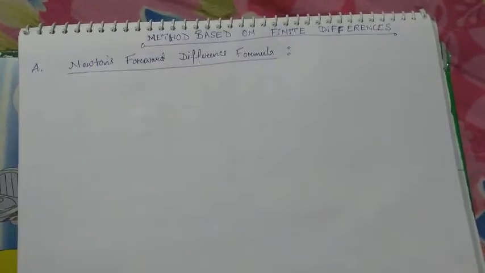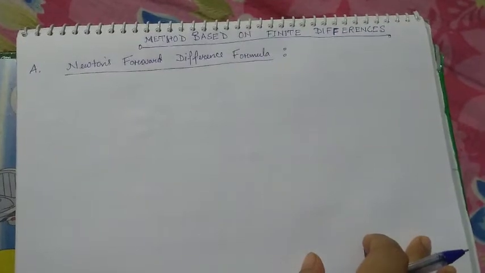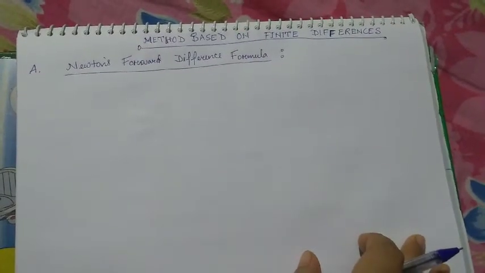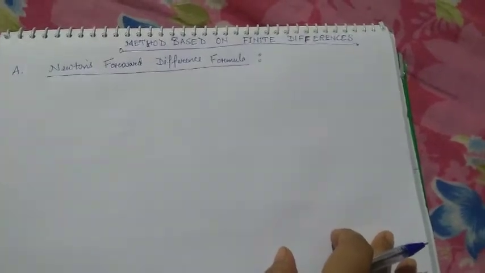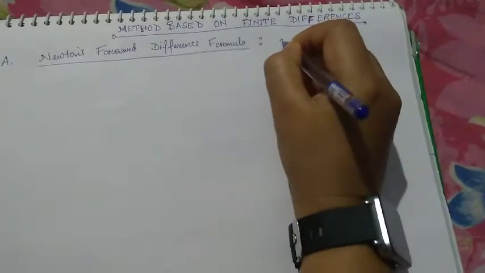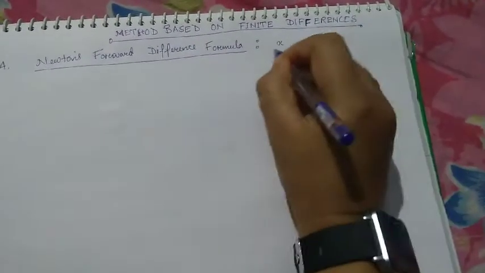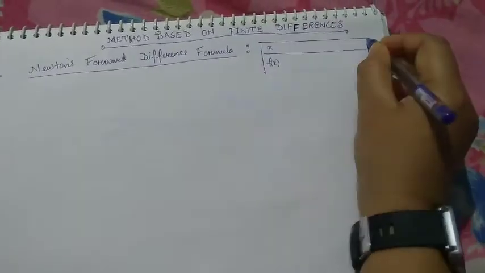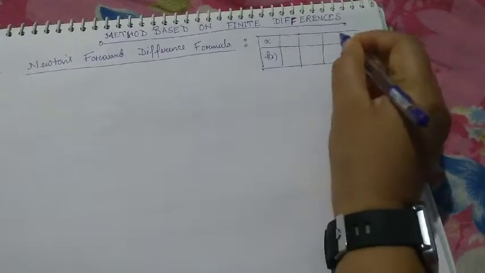So dear students, now let us discuss the first method for equispaced data, that is called Newton's forward difference method, or it uses Newton's forward difference formula. As I said, for equispaced data, I will tell you again that suppose you are given a set like this. Every question you will be given a set like this.